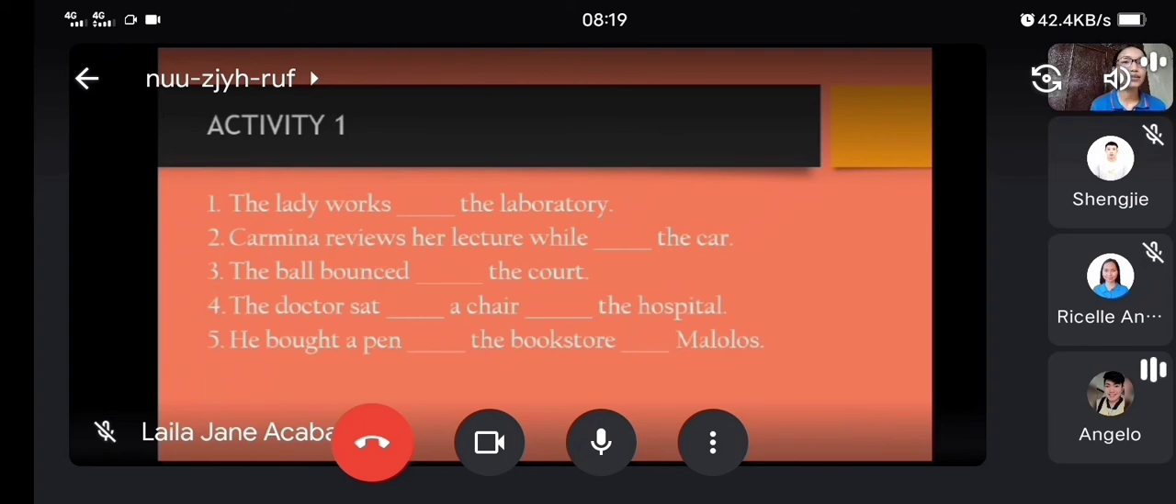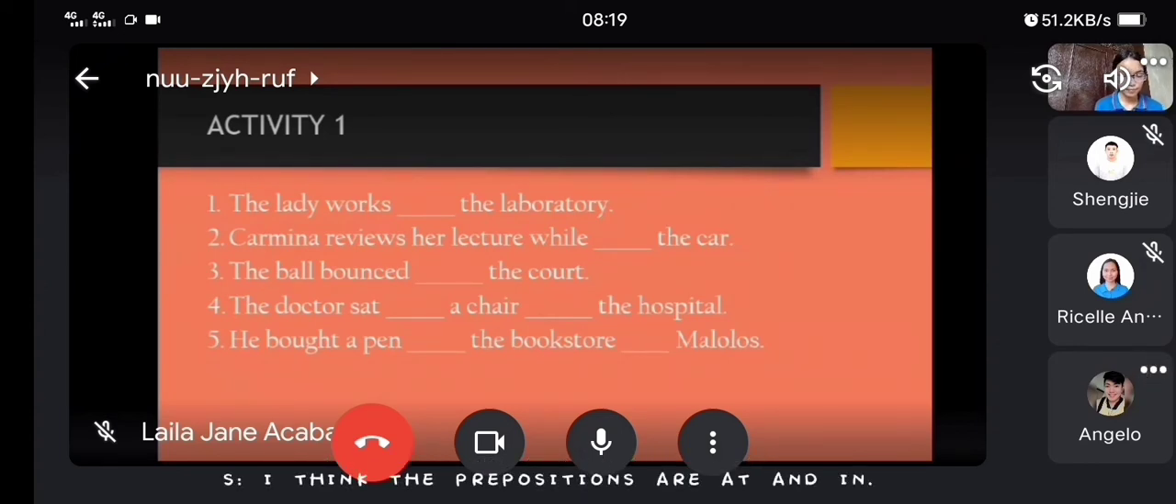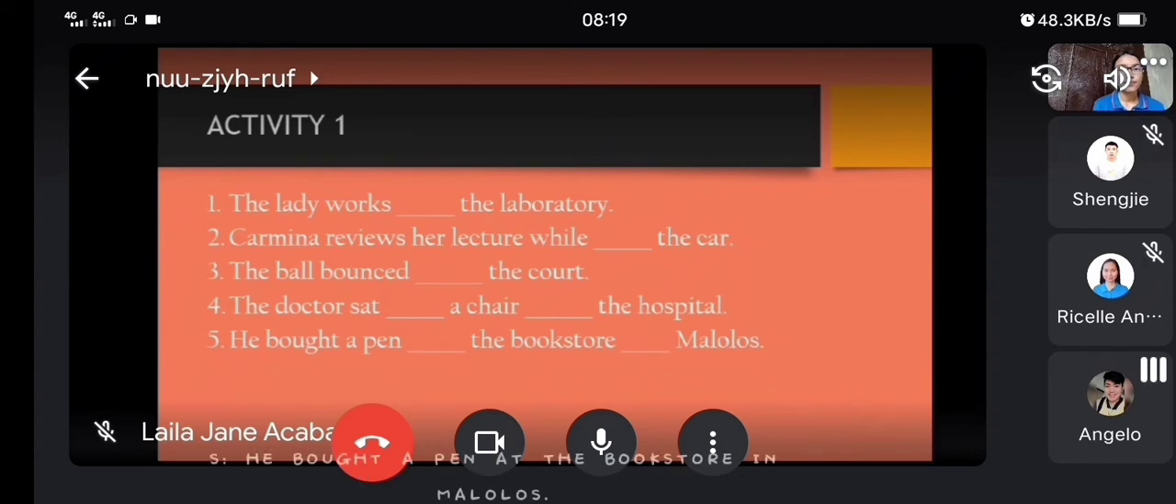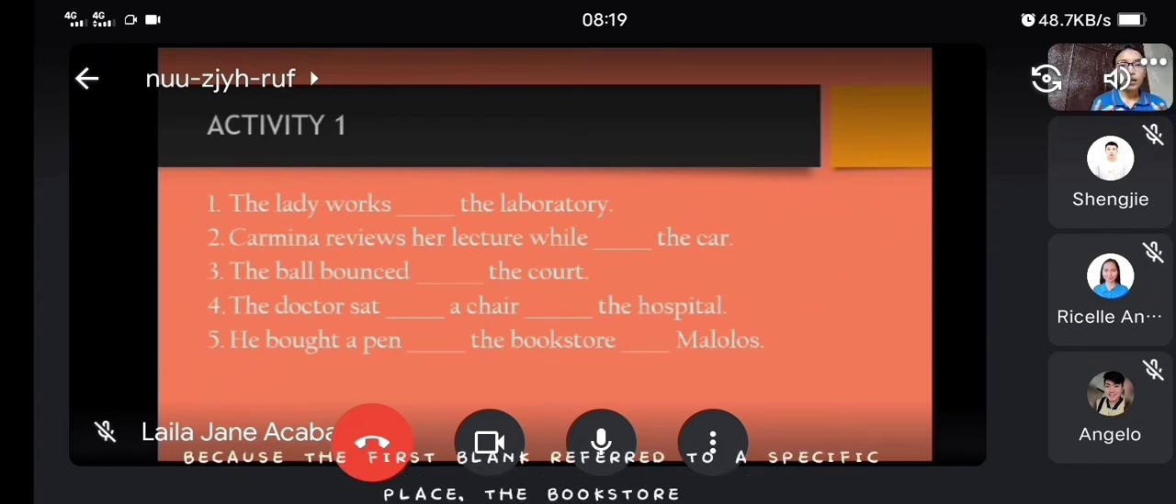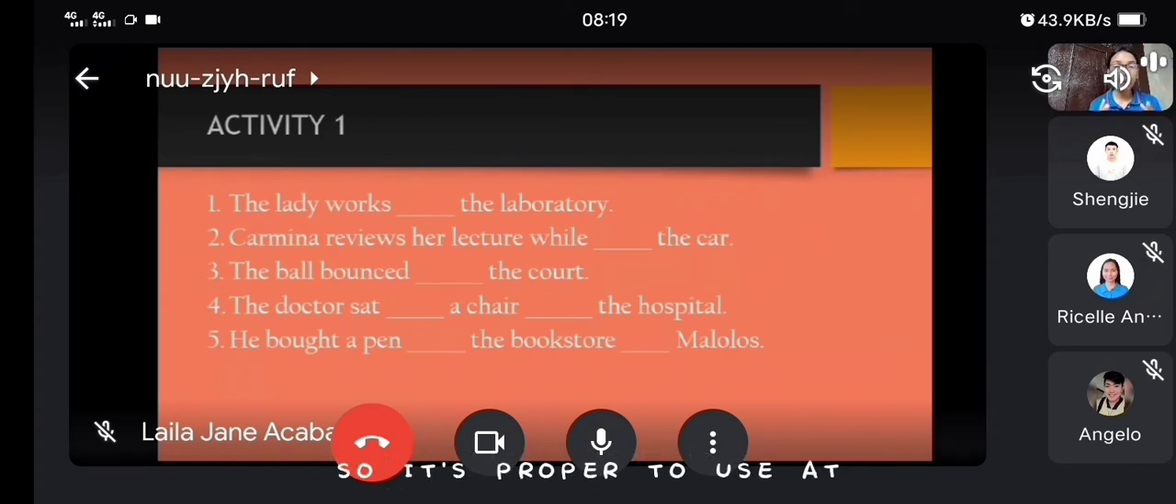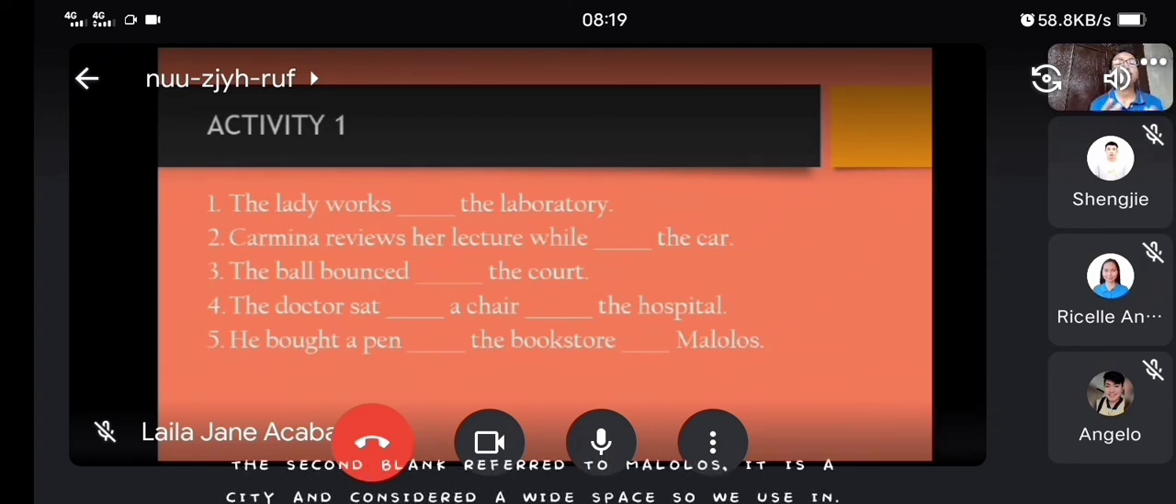Angelo, ma'am. Okay, Angelo. He bought a pen, blank, the bookstore, blank, Malolos. I think the prepositions are at and in. He bought a pen at the bookstore in Malolos. Okay. Very good. That's also correct. Because the first blank referred to a specific place. So it's proper that we use at. And then the next blank refers to Malolos. And Malolos is a city. And it is considered as a wide place. So it's proper that we use the preposition in.